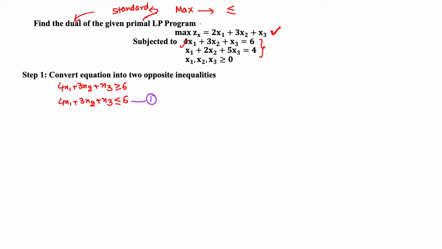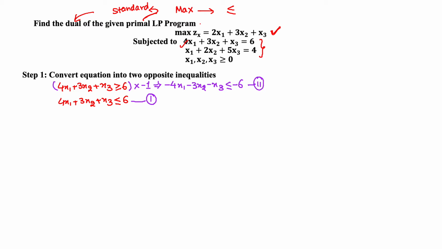To convert this into standard form means less than equals to form, I will multiply with minus 1. So it will get converted into minus 4x1 minus 3x2 minus x3, which is less than or equal to minus 6. My second constraint equation for standard form.